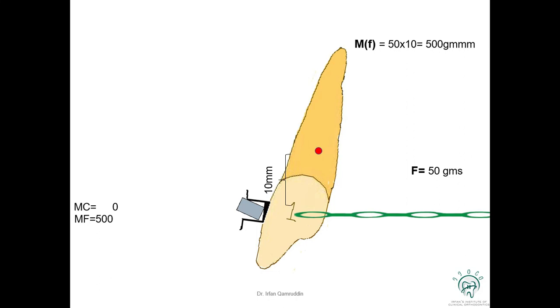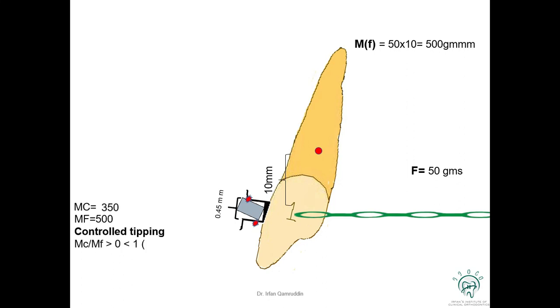Instead of round wire, if you have given rectangular wire and also given some twist in the wire to achieve 2-point contacts and generate couple, there will be some control over the root movement. Now the movement will depend on how much twist you have given in this wire. If by twisting the wire you have generated a moment of couple of around 350 gram millimeter, there will be controlled tipping.